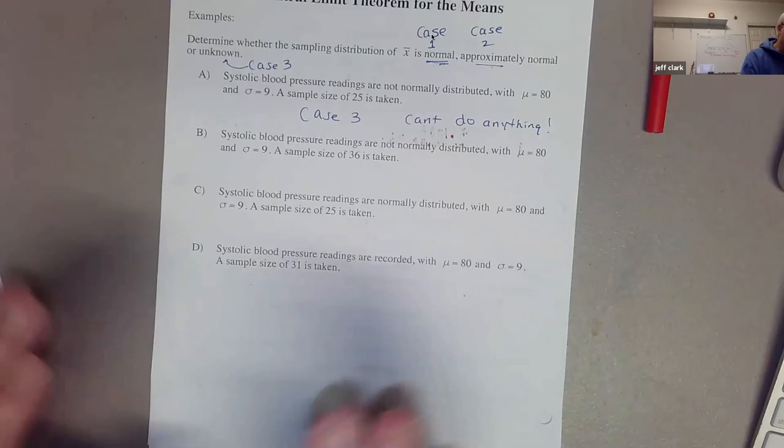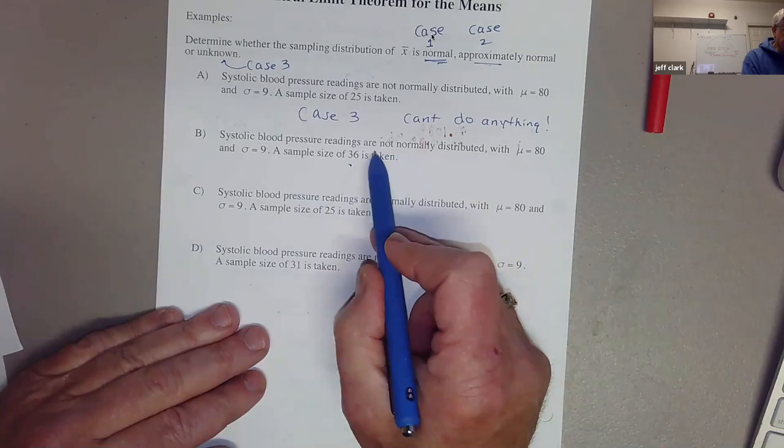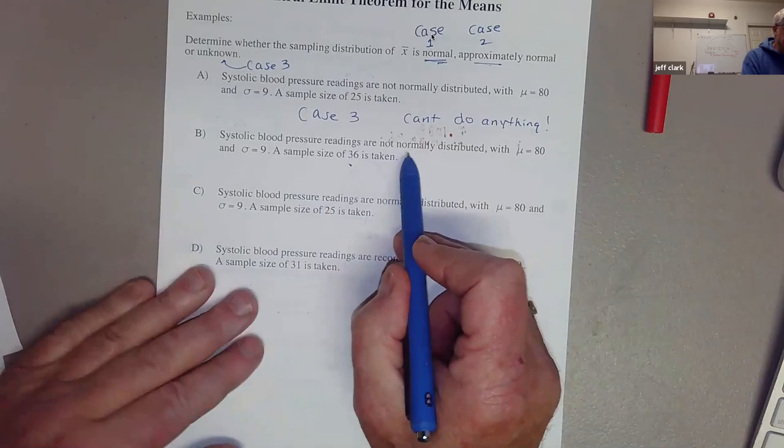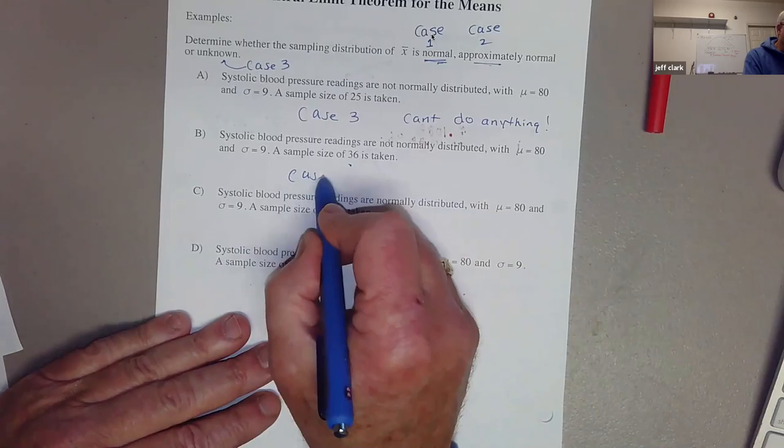Sample size 36. Oh, at least I can do something. Now, if it says normal, which it doesn't, see, it says not normally. If it said normal with 36, normal supersedes approximately normal. See, 36 would say it's approximately normal at least. But since this does not say absolutely normal, then this is a case two. Case two means it's approximately normal.